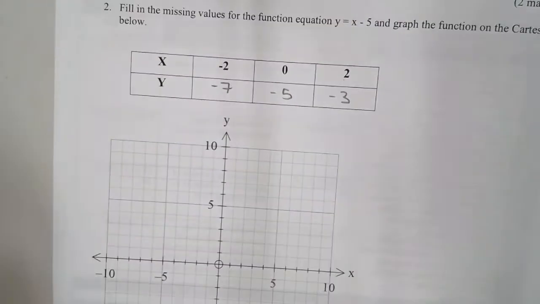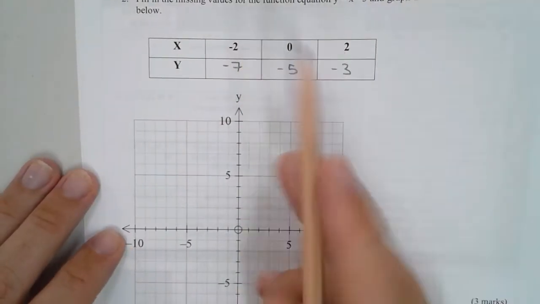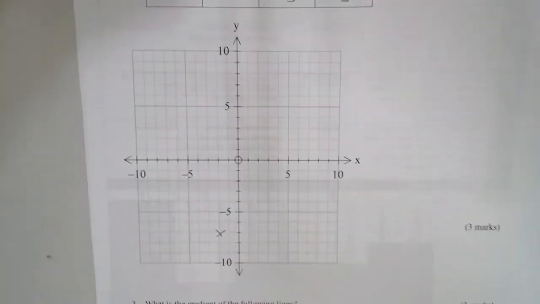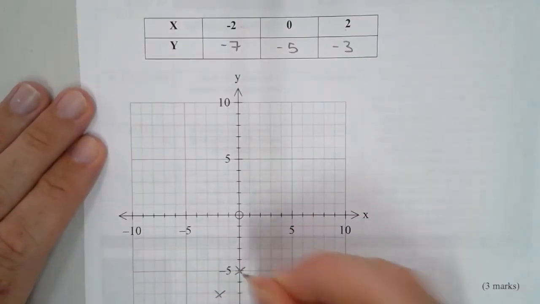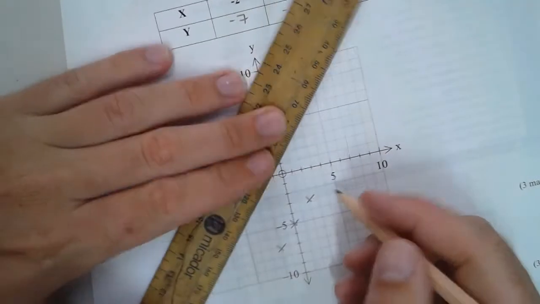Now we're going to plot these on our Cartesian plane. So this is the coordinate minus 2, minus 7. So we go 2 to the left and 7 down. Draw it as an x. I'll show you that. 0, negative 5 is there. And 2, minus 3 is there. Now you get your ruler to match up these, and they should be in a perfect straight line.